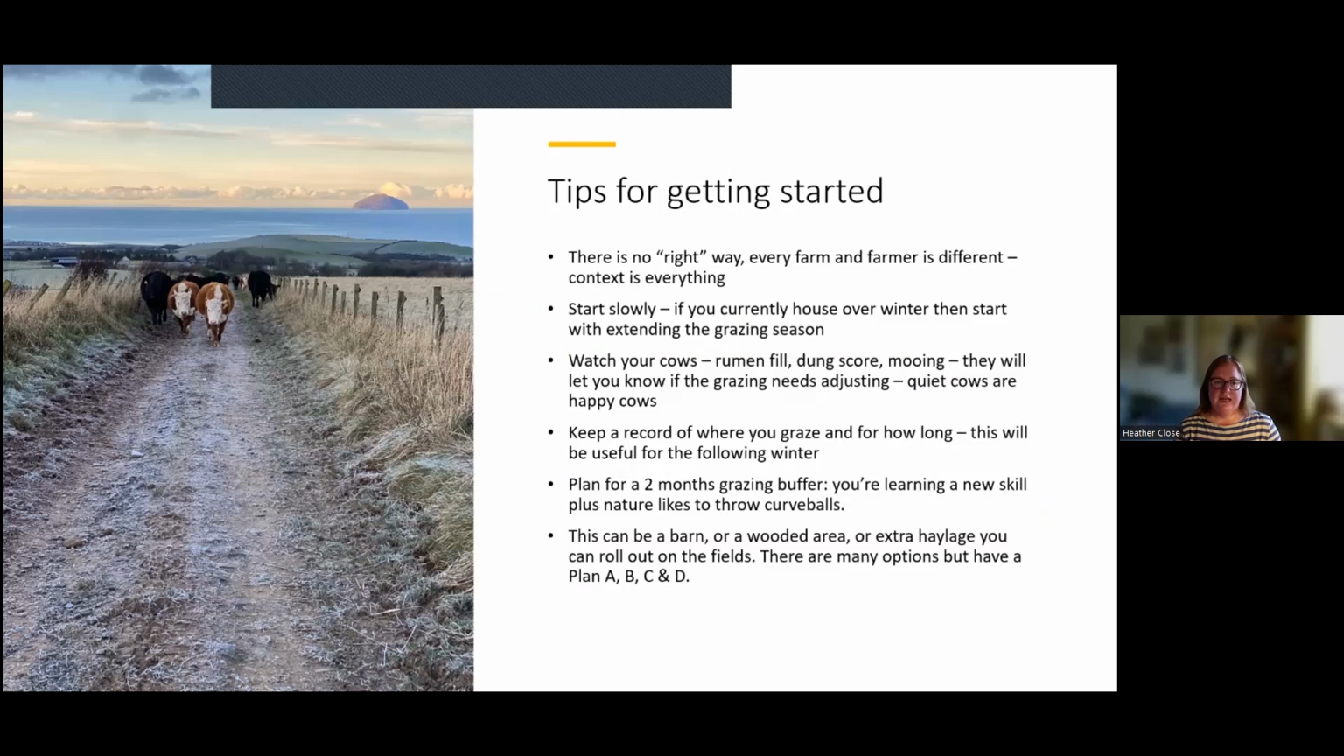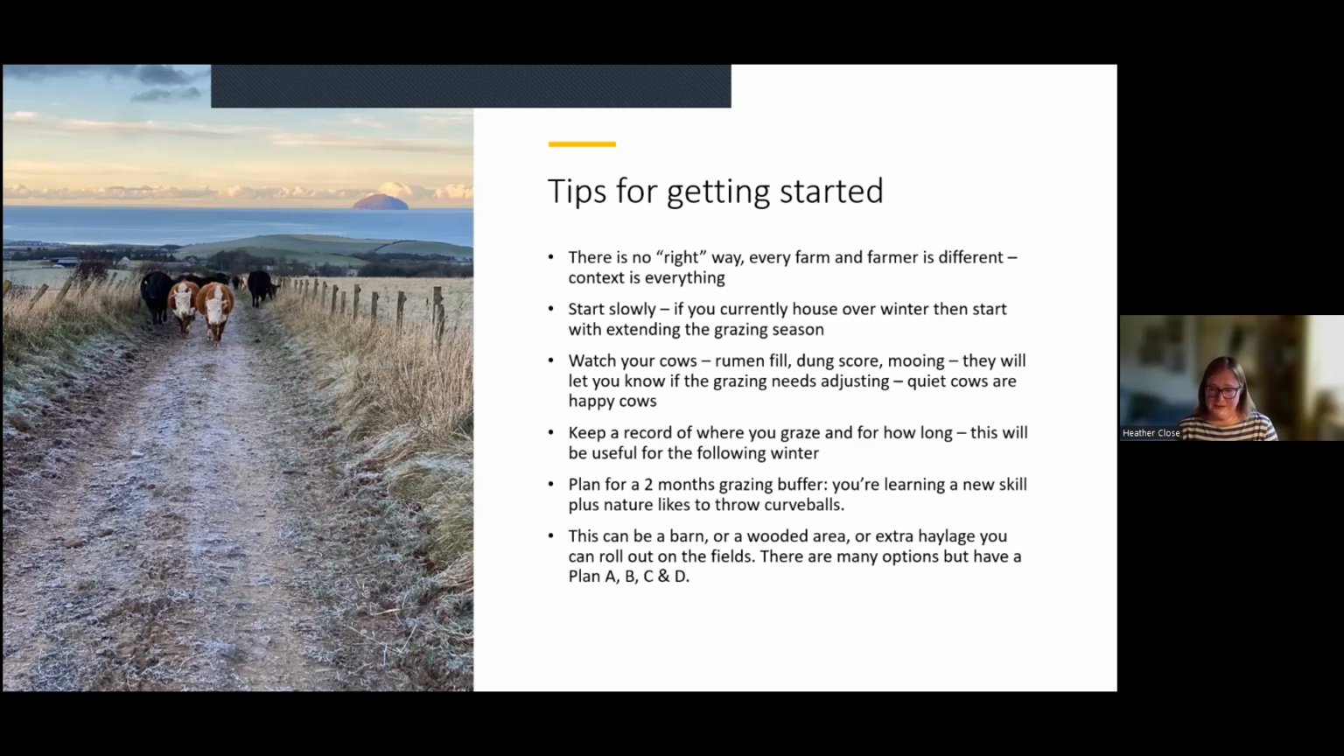If you currently house, then I'd suggest starting slowly and extending the grazing season. If we had a barn, there are some winters I'd have wanted to use it for a month or two, but think about it as an alternative. In Scotland, people tend to house for 6 months. It's quite common, but think about it as an option if it's very wet to house them for a wee while. I think that's a useful way to think about it.